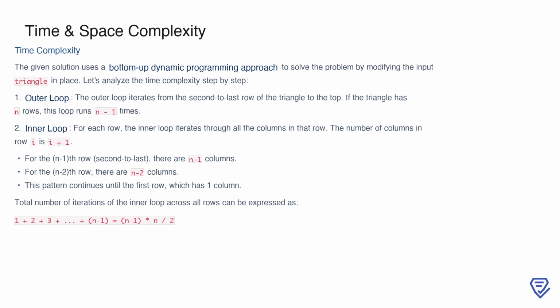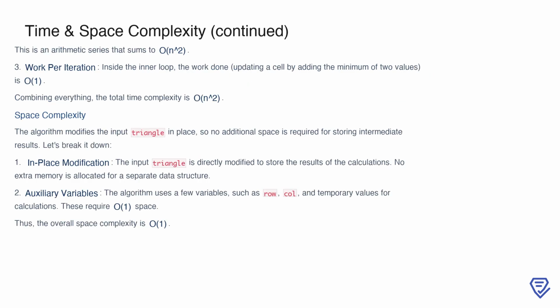If we sum the total number of iterations of the inner loop across all rows, it forms the series 1 plus 2 plus 3 up to n-1. This series can be expressed as (n-1) * n/2, which represents the total number of operations performed by the inner loop. This arithmetic progression simplifies to a time complexity of O(n²). Additionally, within each iteration of the inner loop, the work done involves updating a cell by adding the minimum of 2 adjacent values, which is a constant time operation, or O(1). Combining all these factors, the total time complexity of the solution is O(n squared).